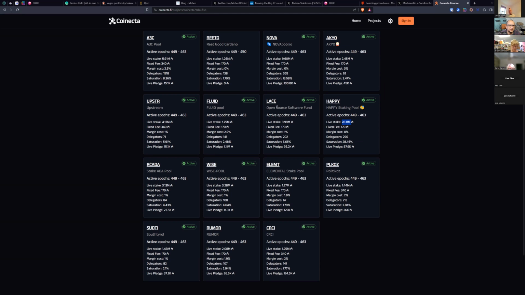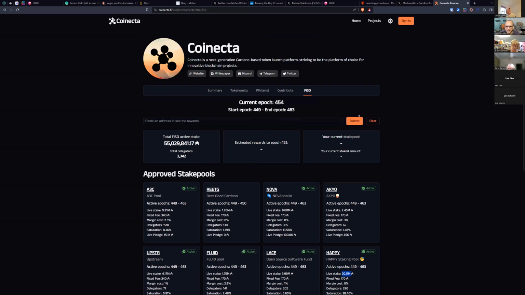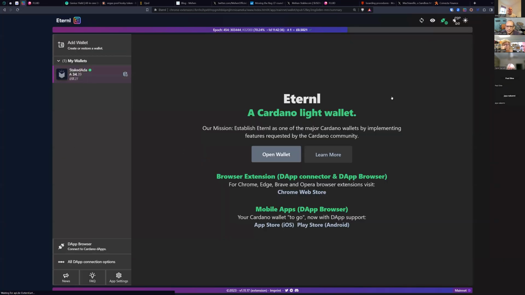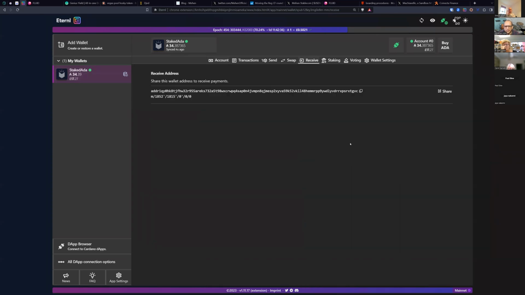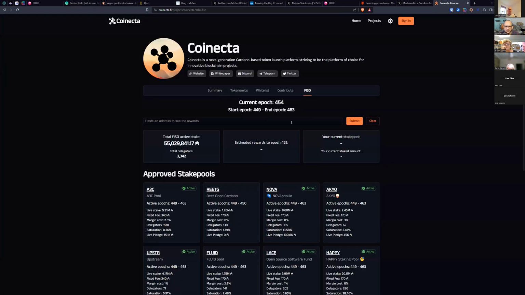And as an indicator of why these can be a valuable thing to do, one, you can come in here, stick in your address from your wallet that is staked to Fluid Pool. So, for example, I can jump in here. This is my Eternl wallet. I can grab my receive address, come back to the Coinector site and drop in my receive address.